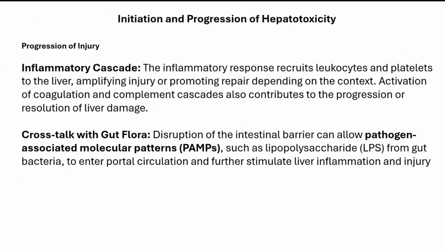Then there is the inflammatory cascade. The inflammatory response recruits leukocytes and platelets to the liver, amplifying injury and promoting repair depending on the context. Activation of coagulation and complement cascades also contributes to the progression or resolution of the liver damage. There is also crosstalk with the gut flora. Disruption of the intestinal barrier can allow pathogen associated molecular patterns, such as lipopolysaccharides from gut bacteria, to enter portal circulation and further stimulate liver inflammation and injury.